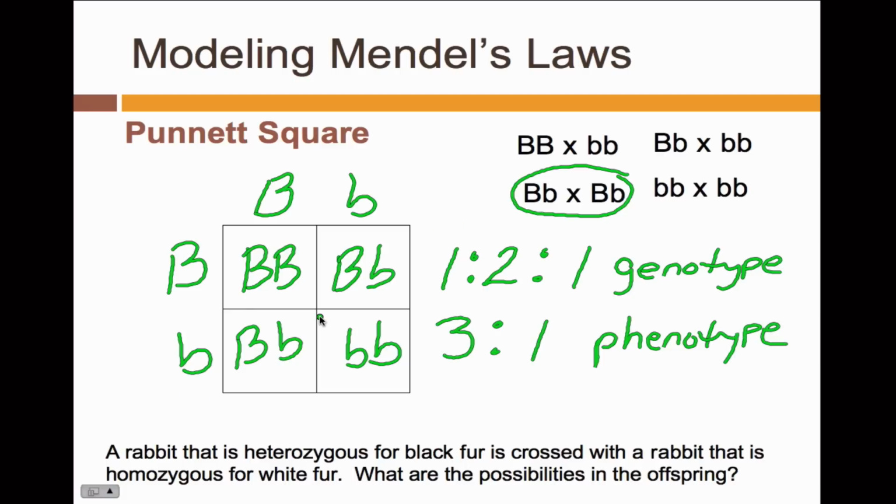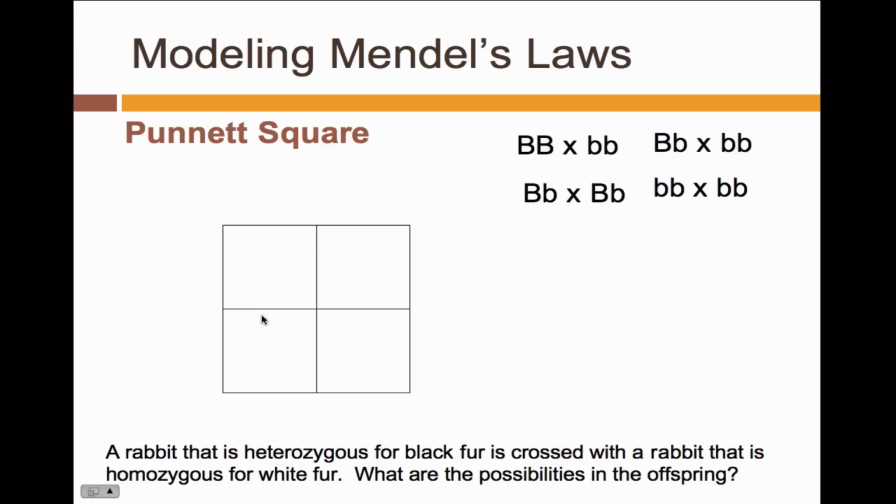Now, most of the time when you're working on these Punnett square problems, you're going to be given a scenario. Instead of them actually telling you what these letter combinations are, they would say, a rabbit that is heterozygous for black fur is crossed with a rabbit that is homozygous for white fur. What are the possibilities in the offspring?